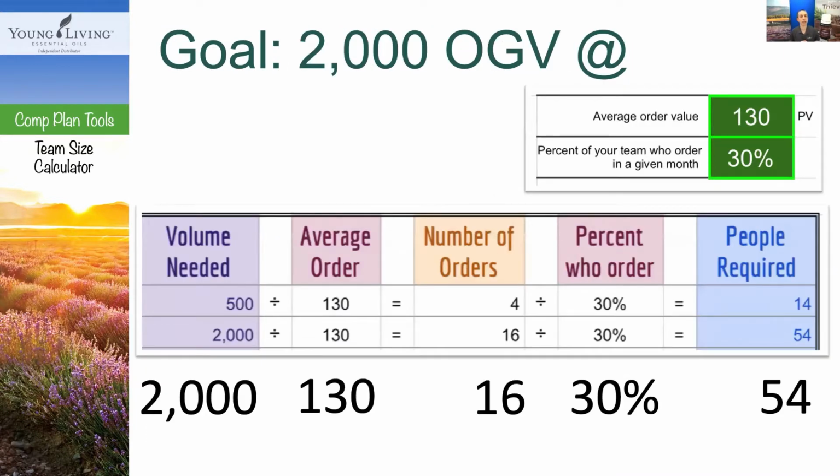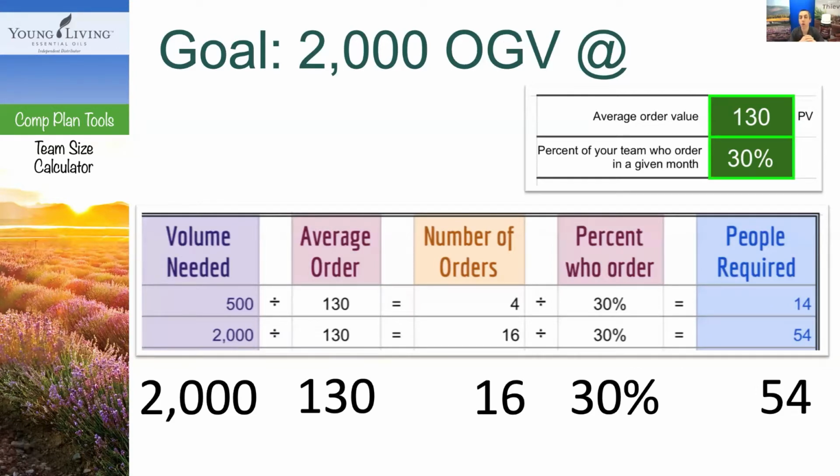Now what I'm doing here is I'm going to focus in on one particular line so that I can bring your attention to it and explain it. The line I'm going to be looking at is the one on the volume needed, 2000. What that means is that in order to achieve a volume of 2000 OGV, this is what needs to happen in my team in that month. Much easier to explain it with an example.